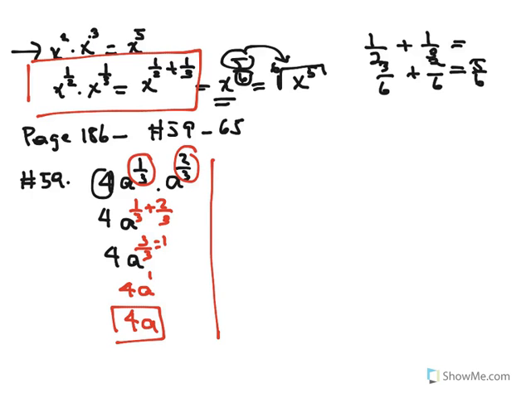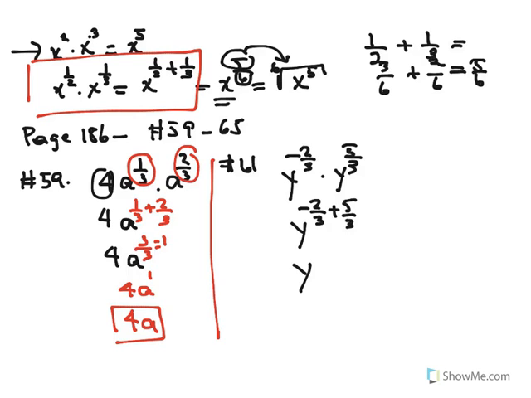Okay? Let's go with problem number 61. And again, a lot of use of the properties we have worked with before. Y to the negative 2/3 times y to the 5/3. I need to write my y, and I'm going to add negative 2/3 plus 5/3, and it's going to be equal to 3/3. And 3/3 is y to the 1, and y to the 1 is y. Okay, so the answer here is y.